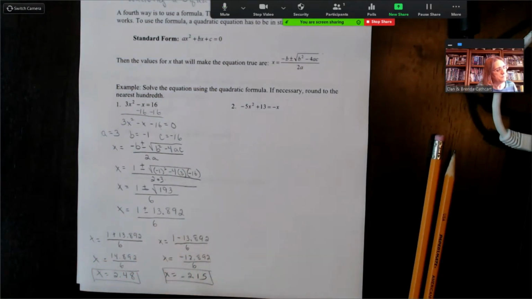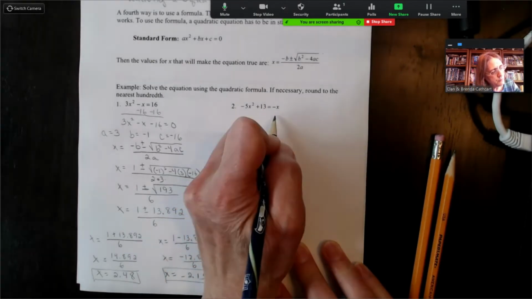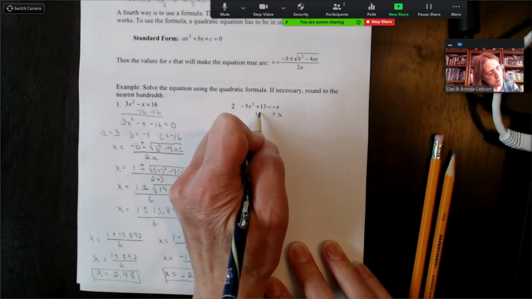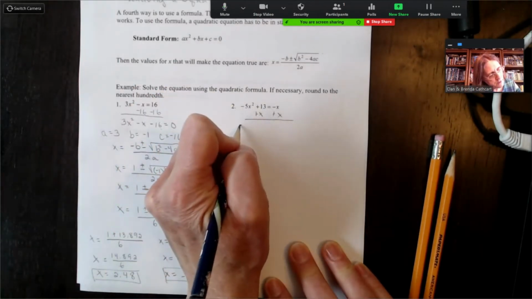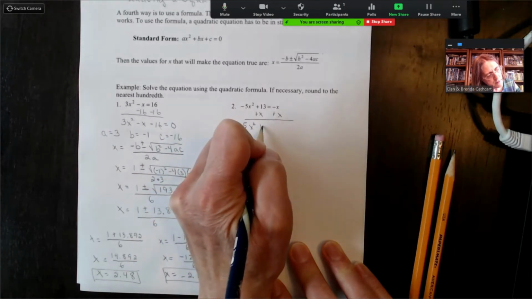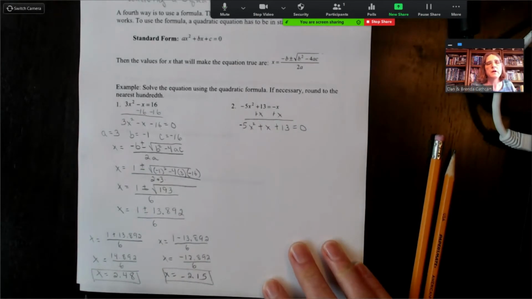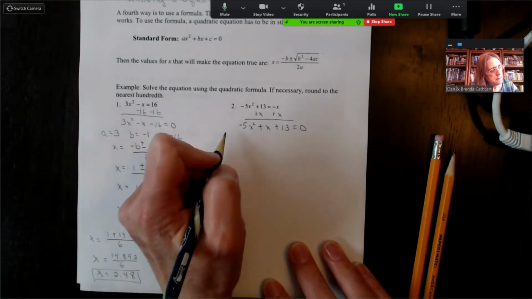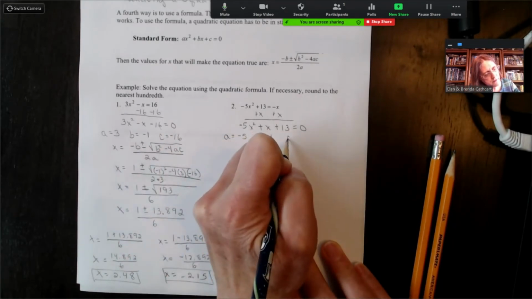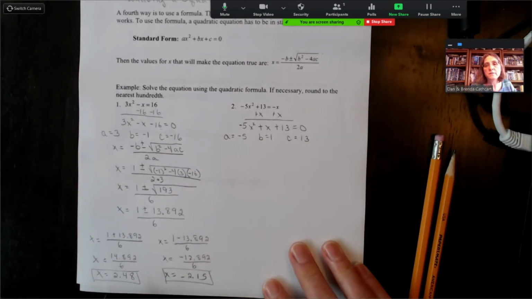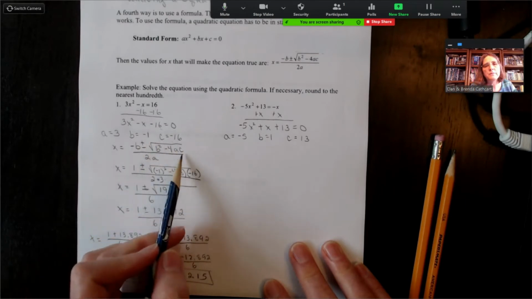Let's do another one. Again, it's not in standard form, so we need to get it in standard form. This time we're going to add x to both sides of the equation. And then in standard form, starting with the highest power of x, we have negative 5x squared plus x plus our constant 13 equals 0. We need to identify a, b, and c. In this case, a is negative 5, b is 1, and c is 13. So let's use those values in our quadratic formula.